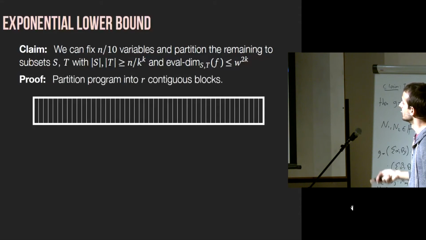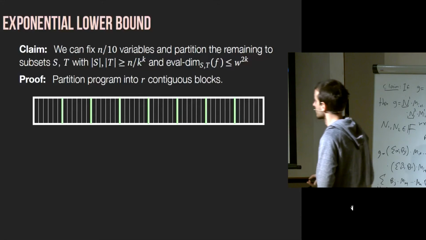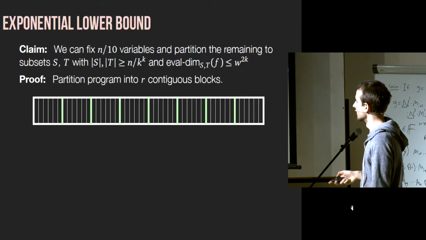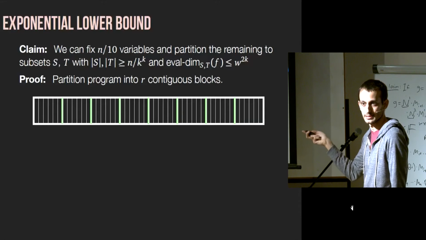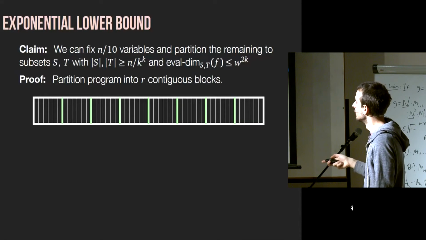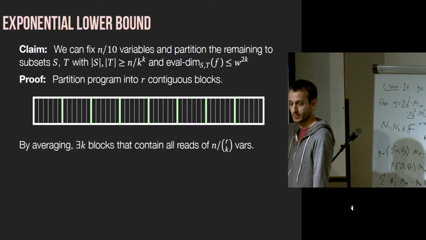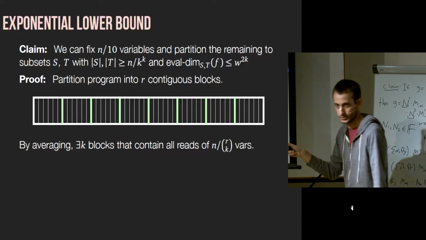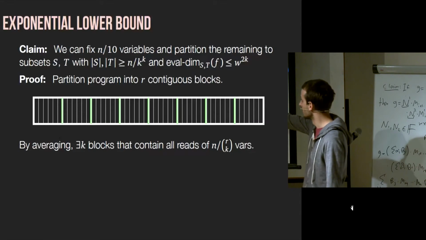So how do we do that? Well, you have this long program. You can just partition it into contiguous blocks. R is the number of blocks. We will set it in a moment. And so you can match each variable with the blocks in which its occurrences occur. And so there are R choose k sets of k blocks among the R blocks, and just by an averaging argument, you know that there exists a set of k blocks that contains all the reads of n over these variables.